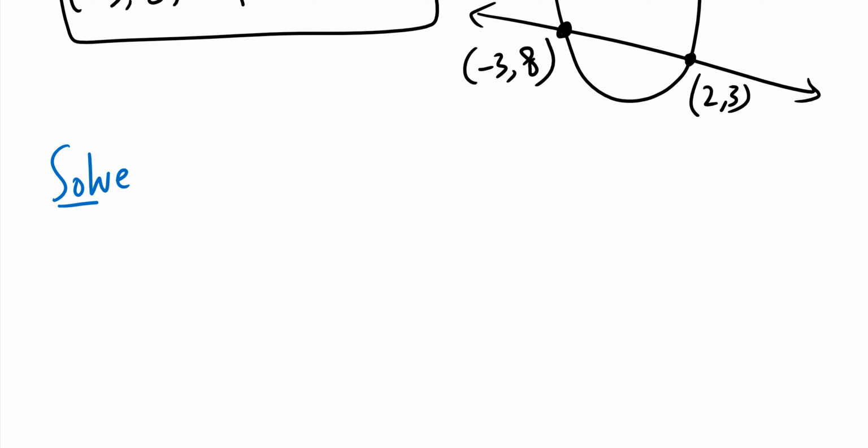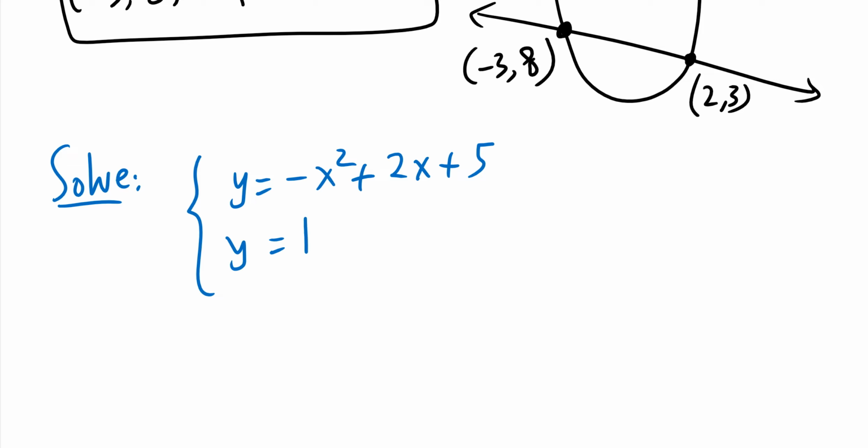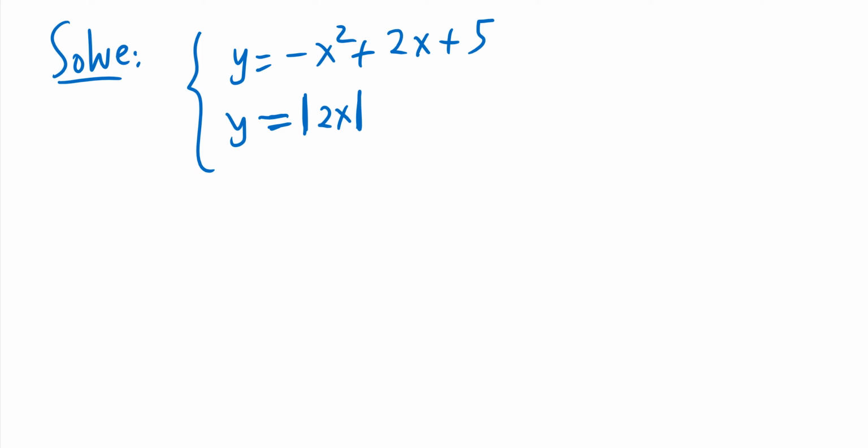Let's look at another example. y equals negative x squared plus 2x plus 5, and y equals the absolute value of 2x. See, none of them is linear. So when I see a nonlinear system of equations, I always think about substitution. To solve something like this by substitution, I can substitute the absolute value of 2x in there. So we use the substitution method.